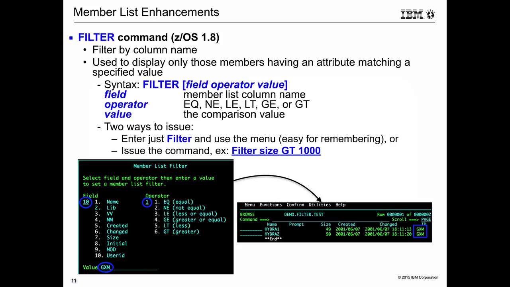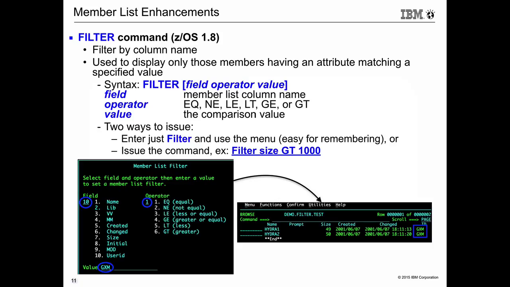Once you've done this a time or two, it's actually probably simpler just to type the command on the command line, specifying the column you want to filter against, the operation, and the value you want to compare against. But at the bottom of the screen, you see on the left what you would get if you typed the word filter without any other specification. You get that panel, and it gives you a way to choose which field you want to compare against, what operation you want, equal, less than, whatever the case may be, and a value you want to compare for.